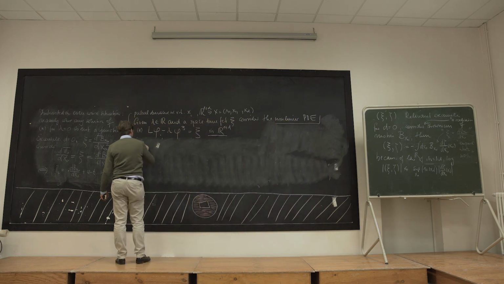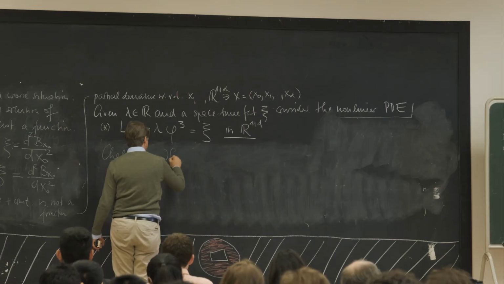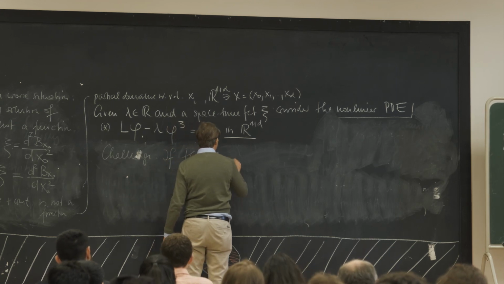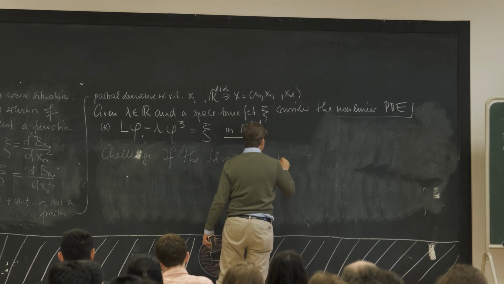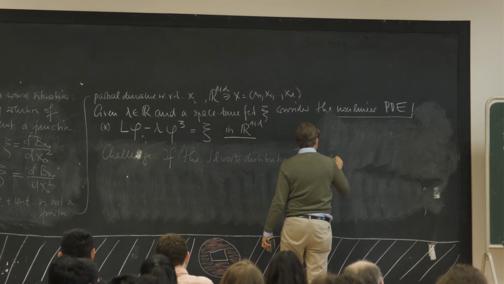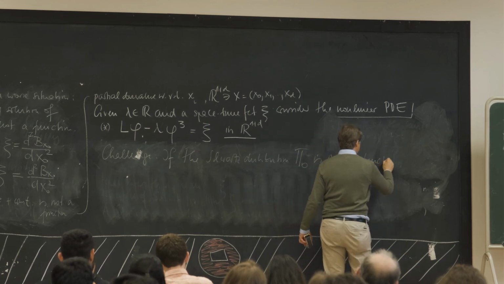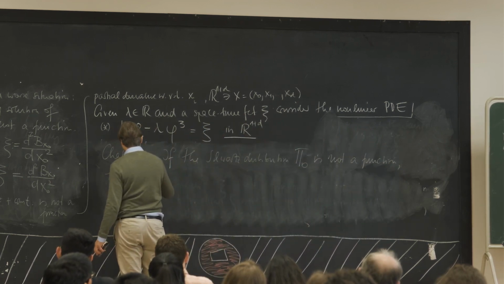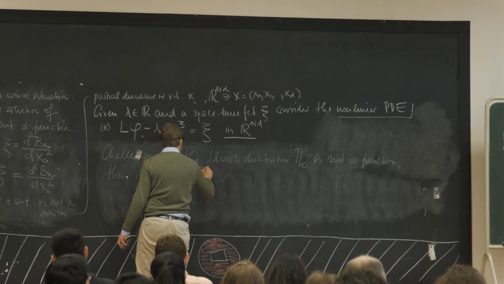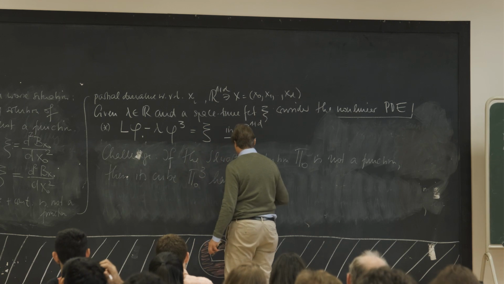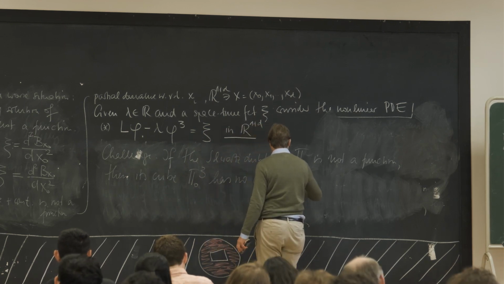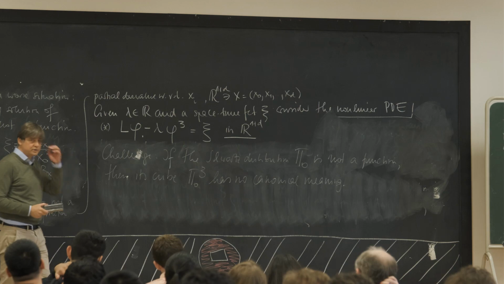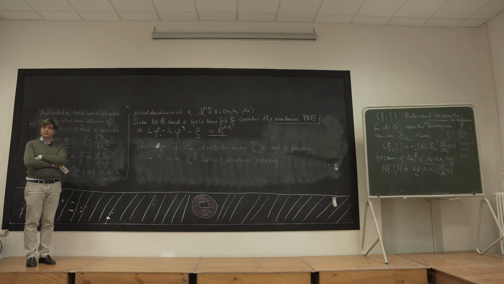So the challenge is, if the distribution, if the Schwarz distribution pi 0 is not a function, like in this case, then its cube, pi 0 cube, has no canonical meaning. We can only apply nonlinear operations to functions, in general not to distributions.